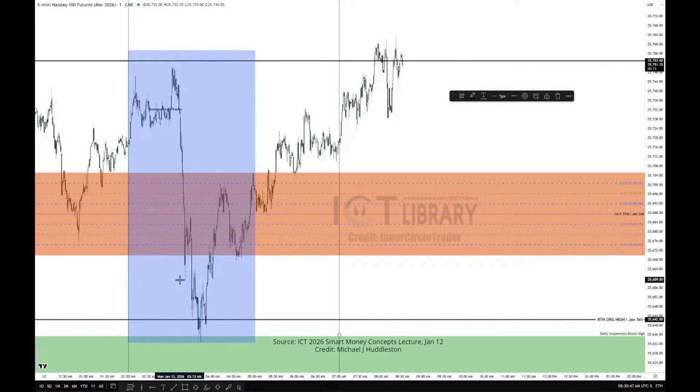inside of the London. So if you're a London trader, if you're up at that time, it doesn't mean you have to be living there geocentric, but it means that if you're focusing on that time of day, you look at 2 o'clock to 4 o'clock in the morning. And after 4 o'clock in the morning, unless it creates some kind of parabolic run to a higher time frame PD array, as you see it does down here, that green box is that daily suspension block high.